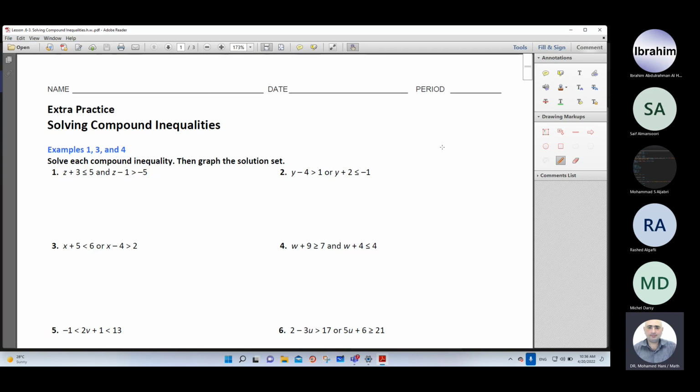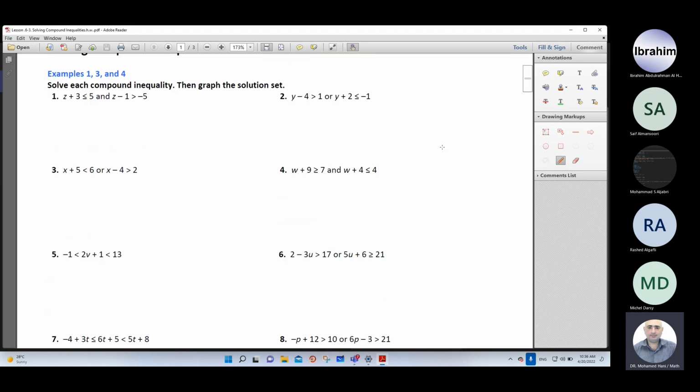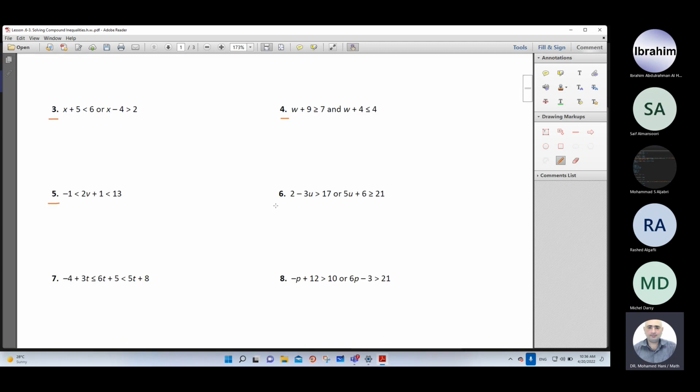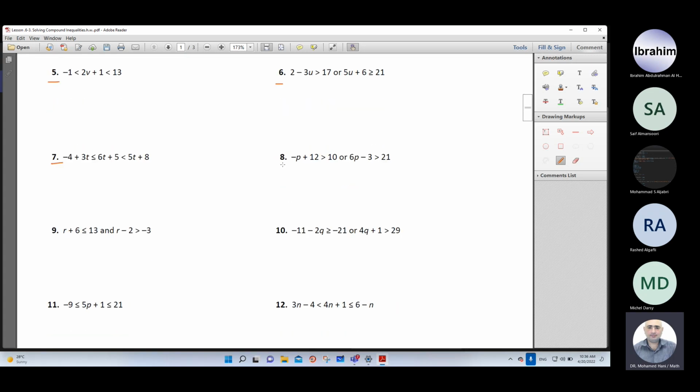We have extra practice. In the previous lesson, as you remember, we solved number 1 and number 2 and number 3 and number 4 and 5 and 6 and 7. Today, inshallah, I will solve number 8 and number 9. Then we have small quizzes in the remaining exercises. So I want all of you to focus with me very well, because after the 2 exercises here we have a quiz.